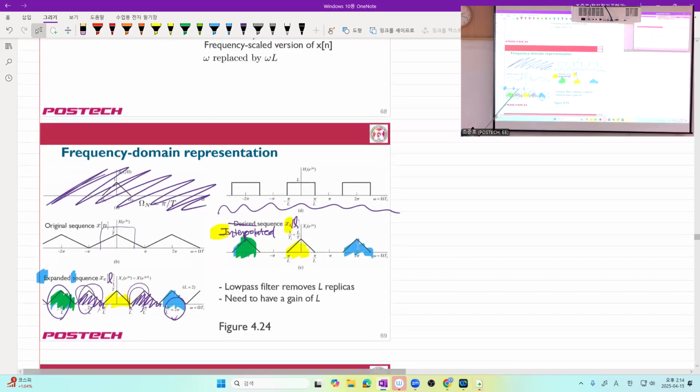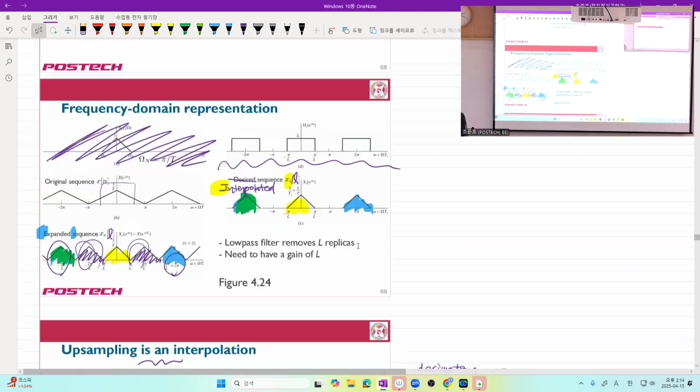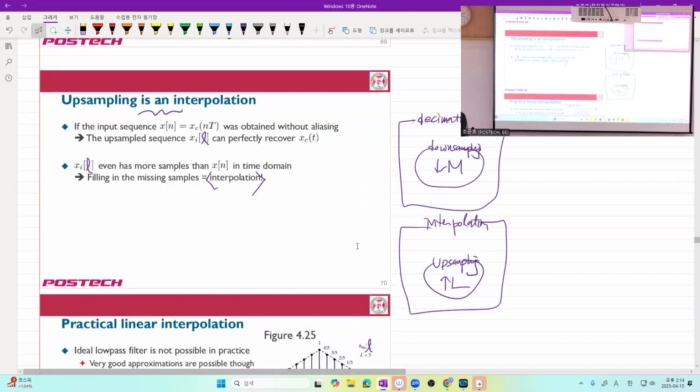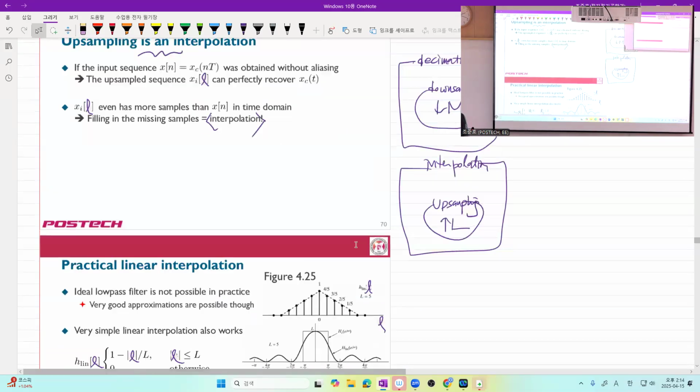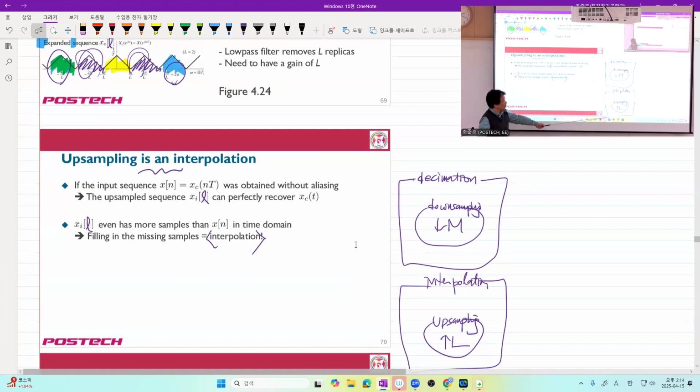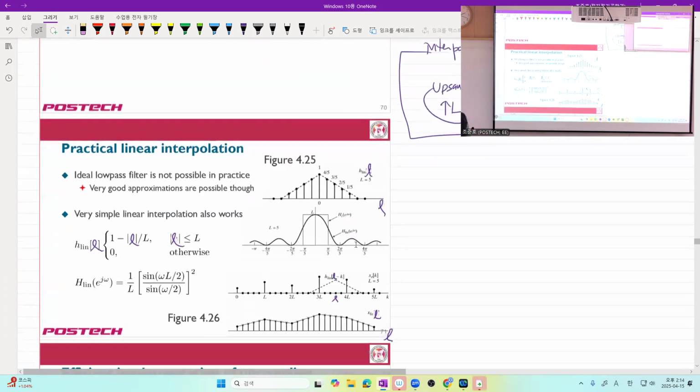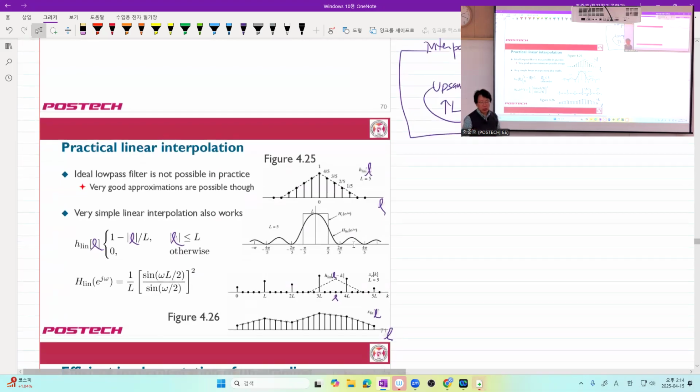So this is the x sub e over L's DTFT. If you put an interpolation filter like this, then you can remove these things. Right? So upsampling is an interpolation, as I have told you. Remember this, these two Venn diagrams. And here goes very special interpolation filters, impulse response.